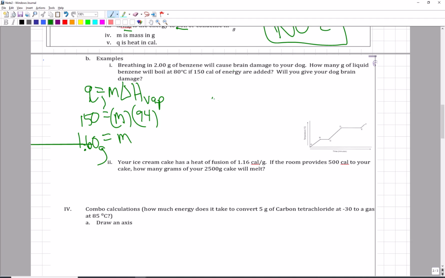1.60 grams will turn into a gas, so you will not give your dog brain damage. My dog's right here. Hi, dog.